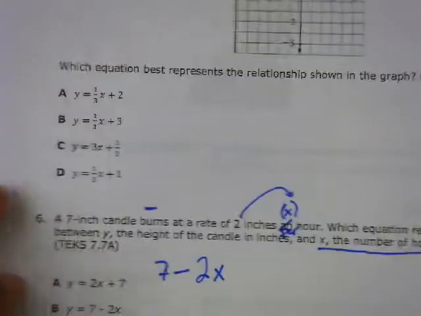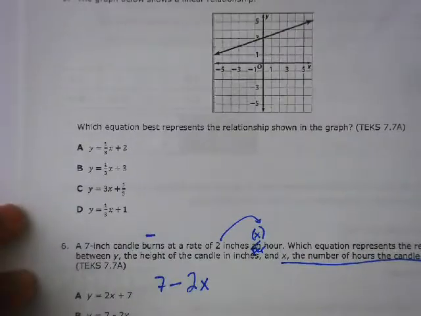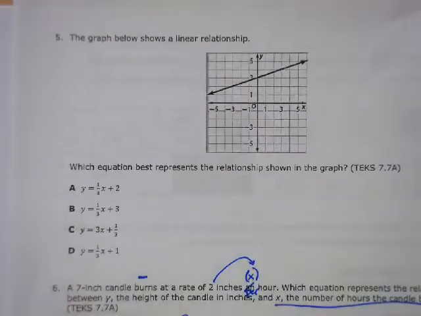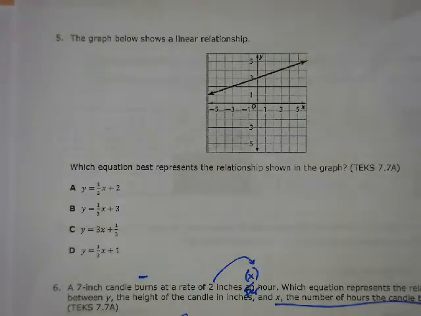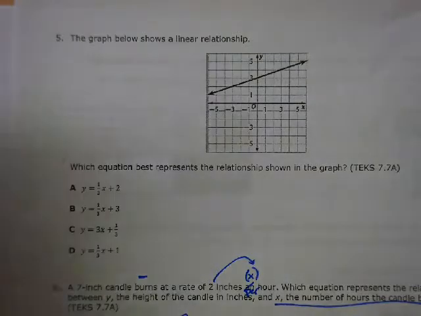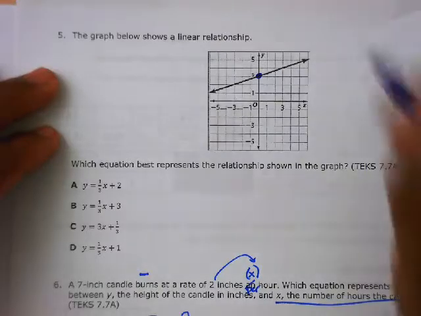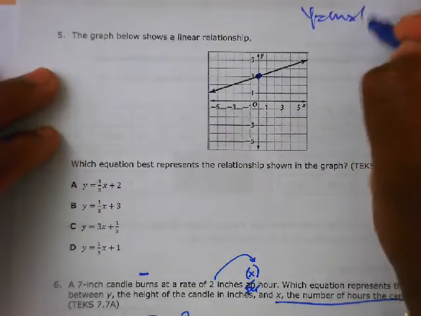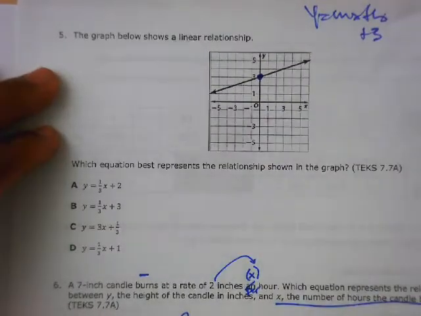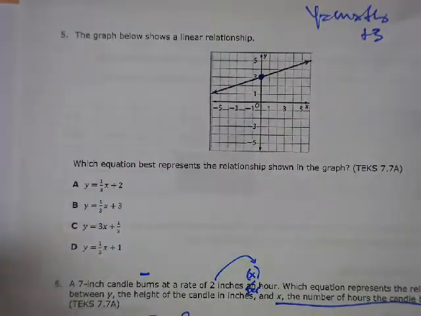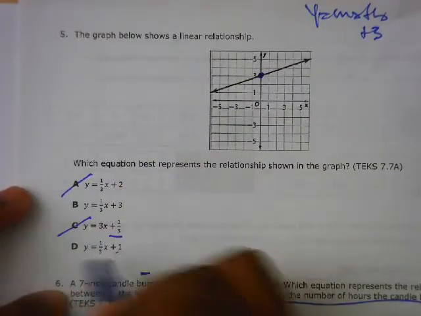If you get this kind of problem, it says which equation best represents the relationship in the graph. When you have a graph, you always start with the y-intercept, because you can probably eliminate some of your answers based on what this y-intercept is. So if I look here, the y-intercept is 3. And so I know y equals mx plus b, this plus b has to be plus 3, because that's a positive 3. And knowing that, I can eliminate A, I can eliminate C, and I can eliminate D.